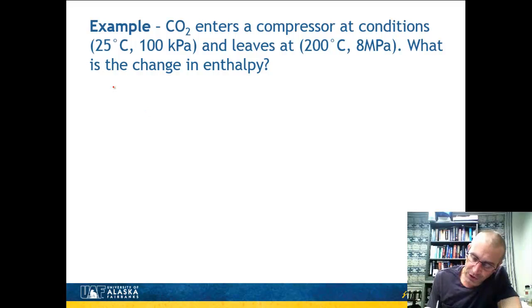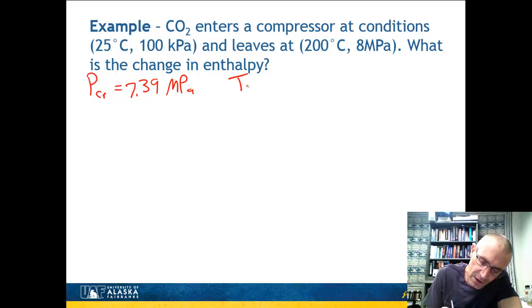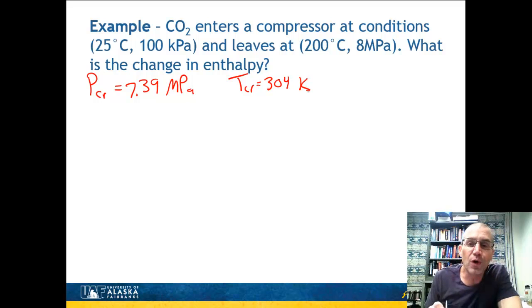So first thing we need to do is calculate our reduced pressures and temperatures. So we need to look up our critical properties. And so P critical for carbon dioxide is 7.39 megapascals, and the critical temperature is 304 Kelvin. And so now we'll compute our reduced pressure and temperature at both the inlet and the outlet. So first let's compute PR at the inlet conditions.